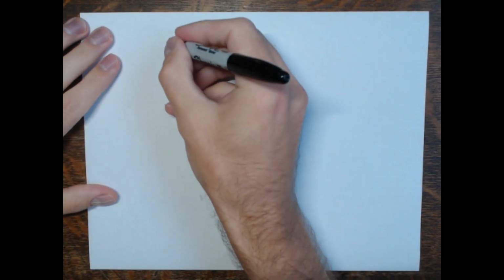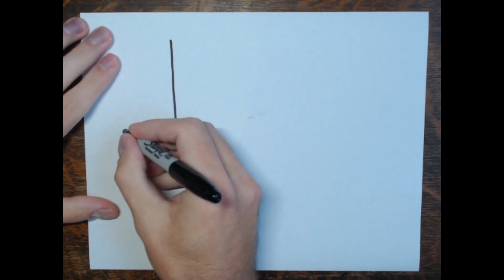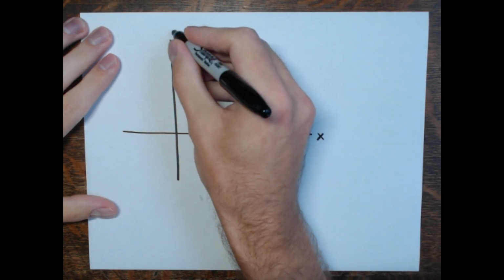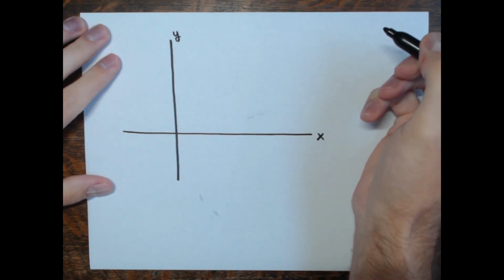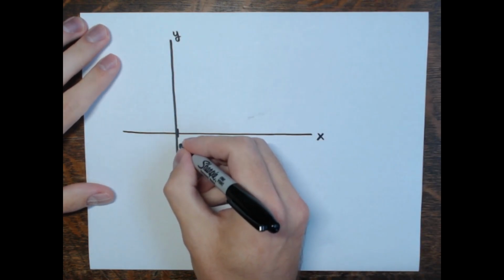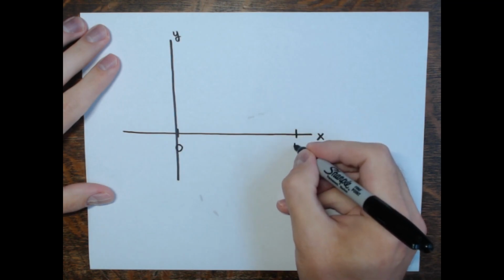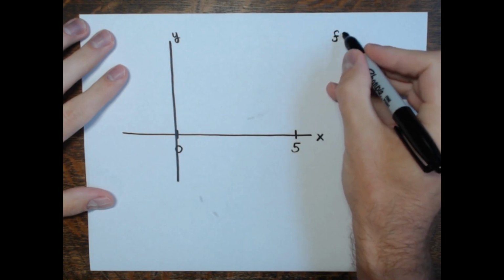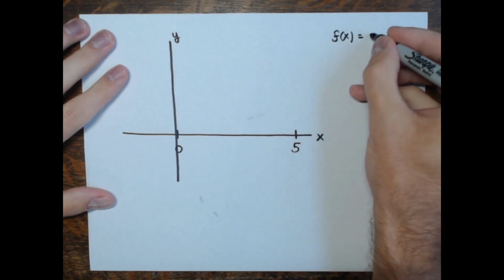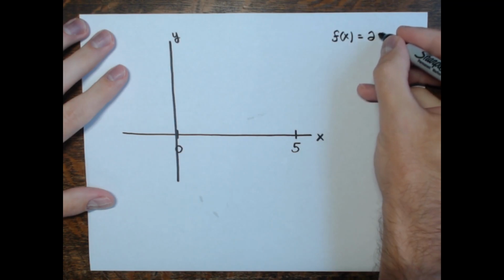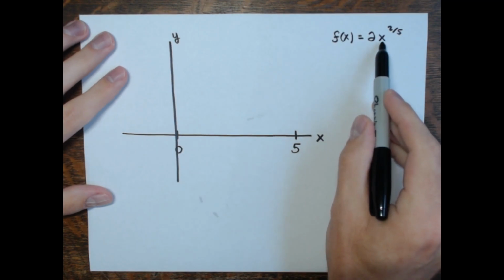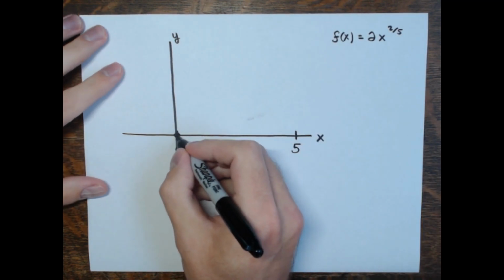Okay, so here I am, some piece of paper. I'm going to draw this region as best I can on the xy plane. They said we're over the interval from x equals 0 to x equals 5, so I'll throw 5 over here. And the function we were given was f of x, or y, equals 2 times x to the 2/5 power. If I plug in 0 for that, I'm getting 0, so that has the origin on it.